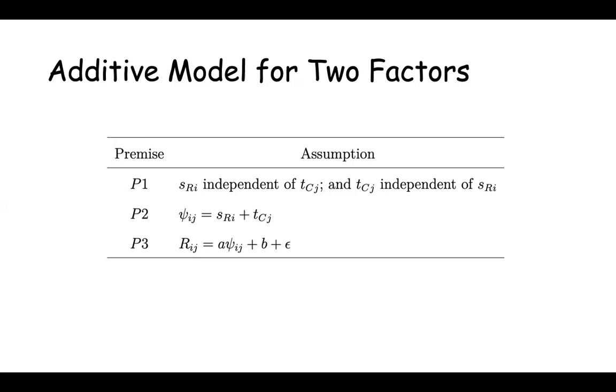Second premise is that the combined integration, the way people combine this information, follows an additive model or an equivalent, in this case, constant weight averaging model. And the third premise is that the response, R sub ij, is a linear function of the subjective value. So I've written it here as A times psi sub ij plus B plus epsilon, where epsilon represents a random error component.